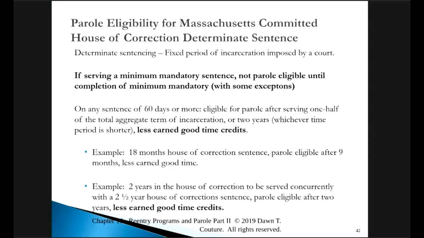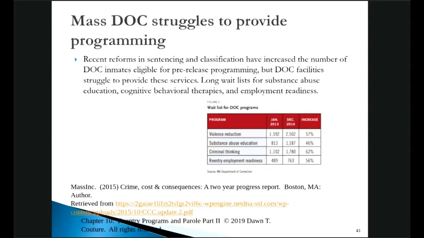All right, and then if somebody's serving concurrent sentences in the House of Corrections, for example, 2.5 years on one and 2 years on the other, the rule is you're parole eligible after 2 years, less good time. So there's all these crazy rules, but they matter. They matter a lot to offenders. They're important information to know.